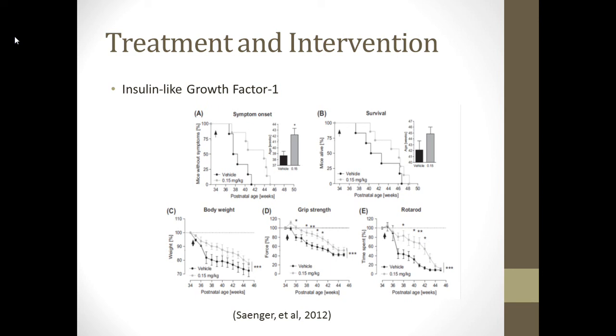As we can see in the graphs here, a substantial delay in symptom onset combined with improvements in body function, motor performance, and animal survival was achieved after the IGF-1 treatment in the slow progressing disease. In contrast, in the fast progressing disease model, there were no significant therapeutically relevant improvements in the tested parameters.